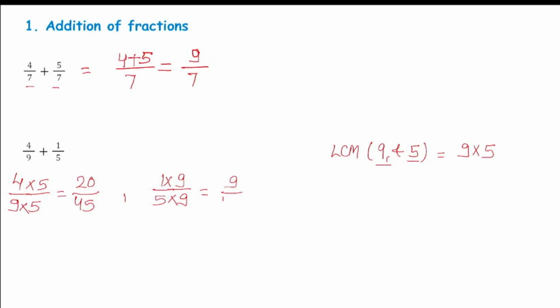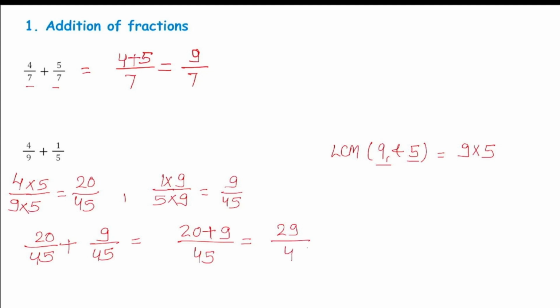9 over 45. Now add these two like fractions. So 20 over 45 plus 9 over 45. So we will take 45 as the LCM and 20 plus 9 as numerator, which is 29 over 45.